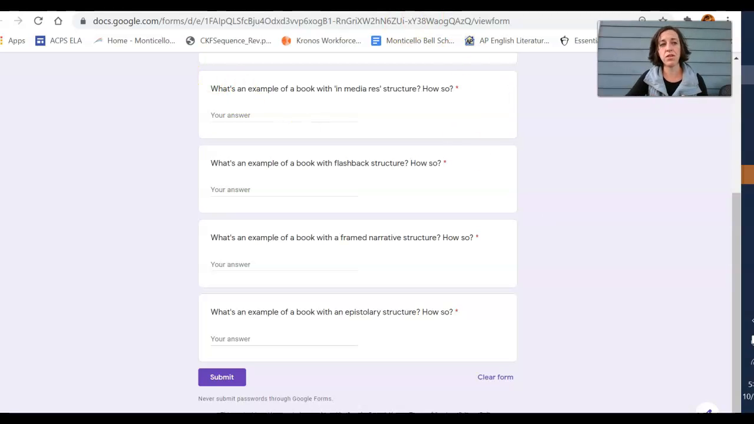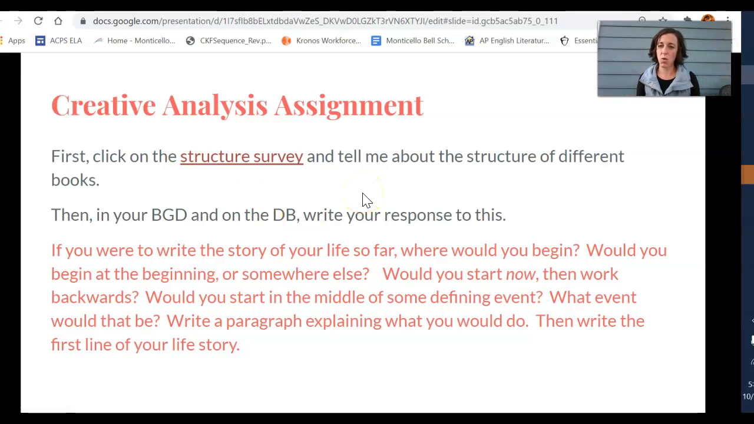And step 2 is, what would you do? So I want you to think about this question, or this series of questions. If you were to write the story of your life so far, where would you begin? Would you begin at the beginning? Or somewhere else? Would you start now, right now, and then go back? Would you do a frame story? Would you start in the middle of some defining event? What would that event be?